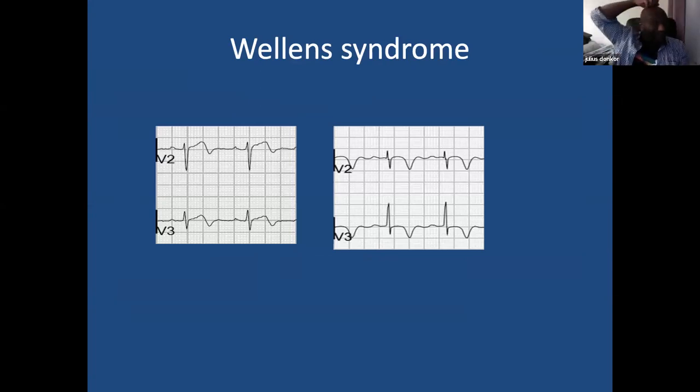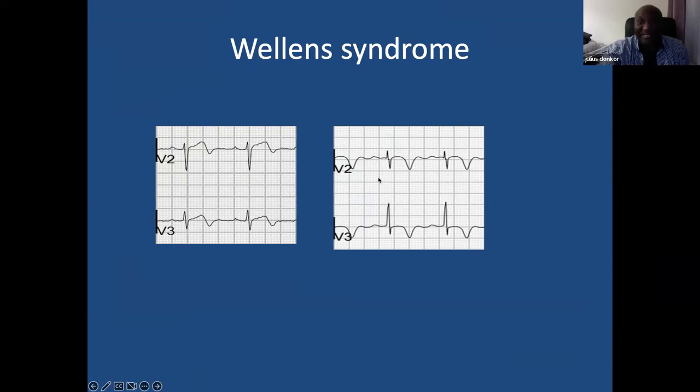So we spoke about Wellens syndrome as well. If you look at V2 to V3, there are two different types. You can get it after the onset of chest pain. The first one is your biphasic T wave. You can see there your biphasic T wave, slight ST elevation, and it's morphing into T wave inversion. That's Wellens syndrome. The other type is complete T wave inversion in V2 to V3. It's quite characteristic of Wellens syndrome.